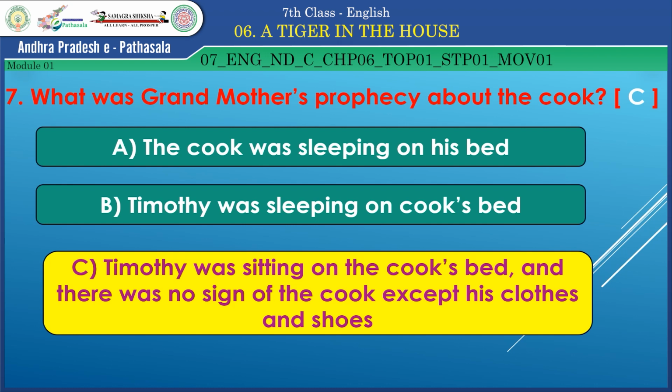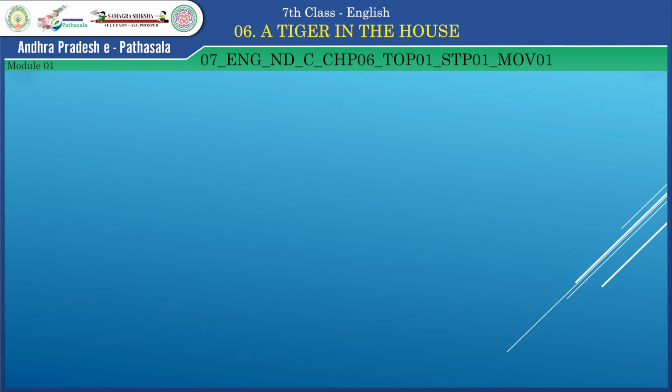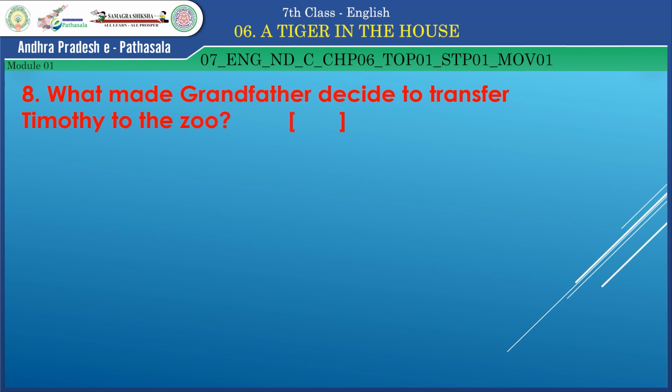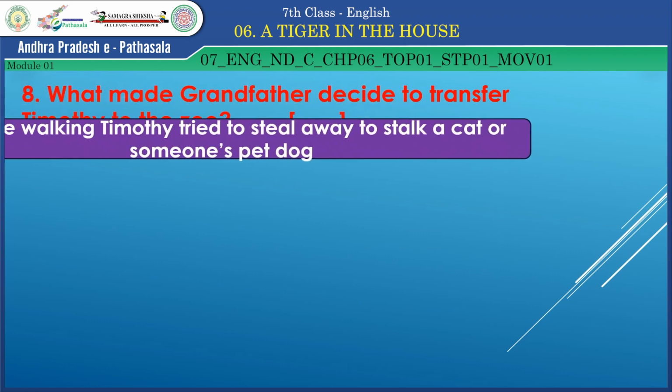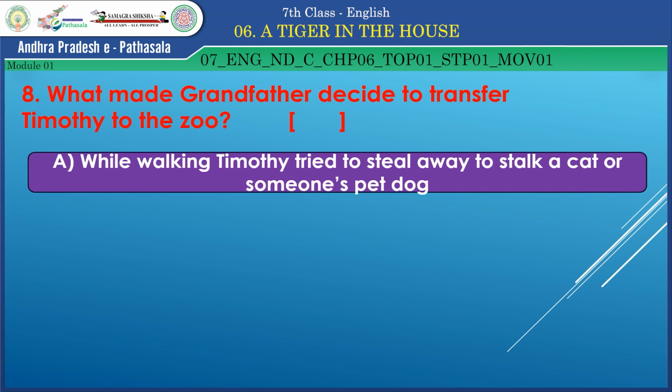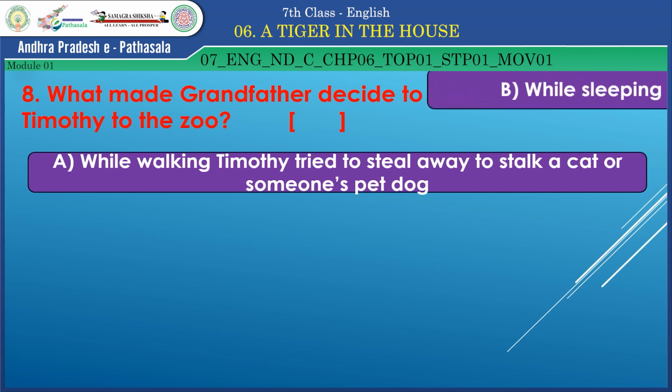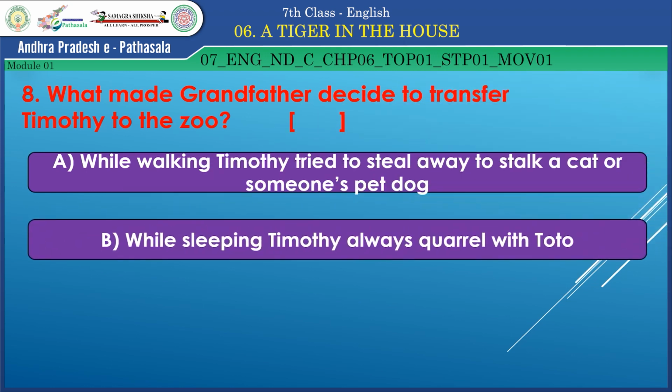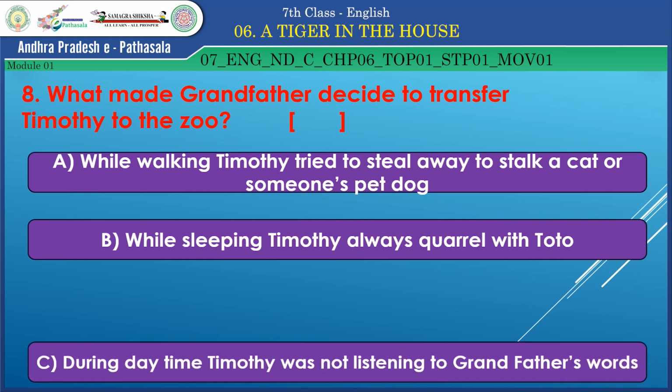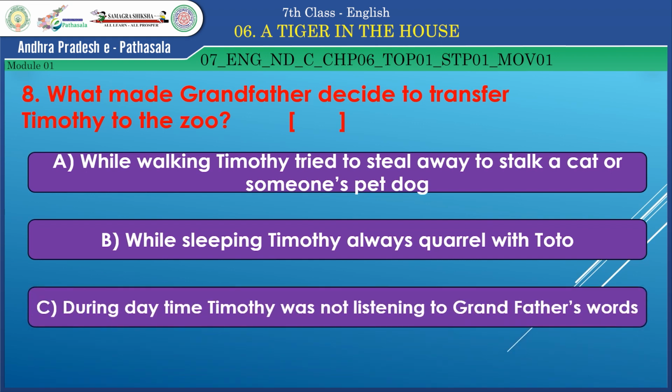Guess the right answer? Yes, you are right. The answer is option C. Number 8. What made grandfather decide to transfer Timothy to the zoo? Option A. While walking, Timothy tried to steal away to stalk a cat or someone's pet dog. Option B. While sleeping, Timothy always quarreled with Toto. Option C. During the daytime, Timothy was not listening to grandfather's words.